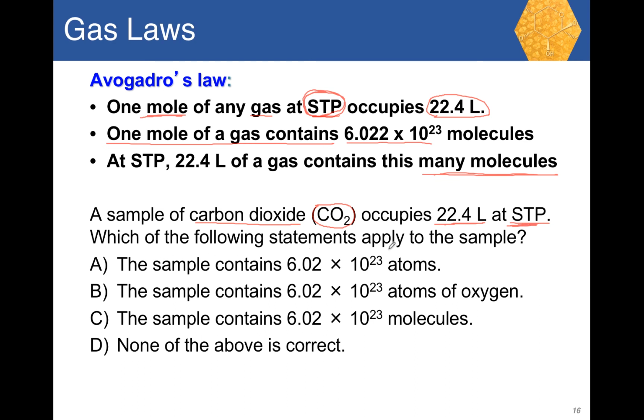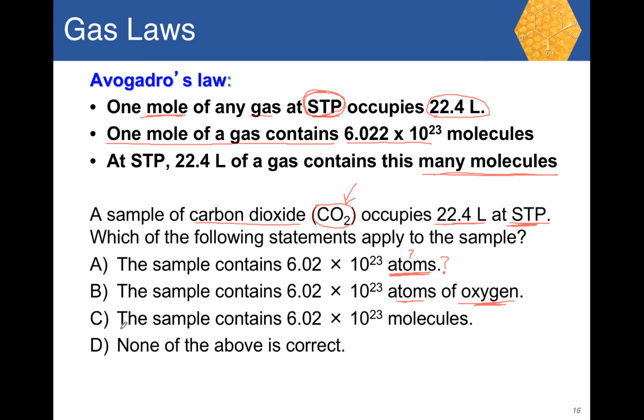Which of the following statements applies? The sample contains 6.02 times 10 to the 23rd atoms. Atoms? Think about that carefully. We do not have any atoms here in CO2 as isolated. We have molecules of CO2, but not atoms of carbon and not atoms of oxygen. So I think we have a problem here. The sample contains 6.02 times 10 to the 23rd atoms of oxygen. We have molecules of CO2, but not atoms of oxygen and not atoms of carbon.